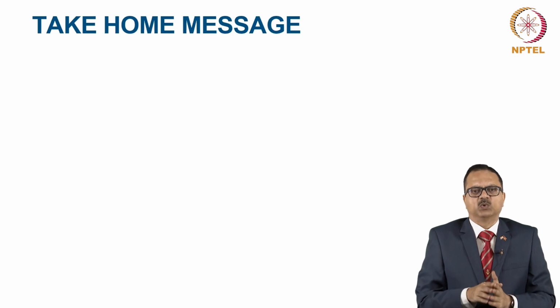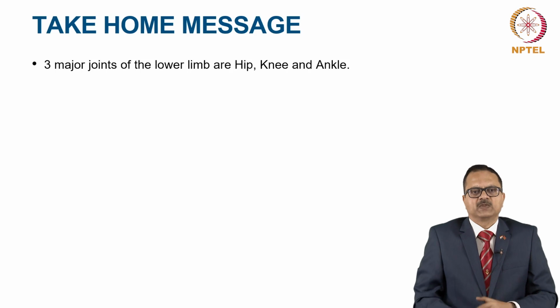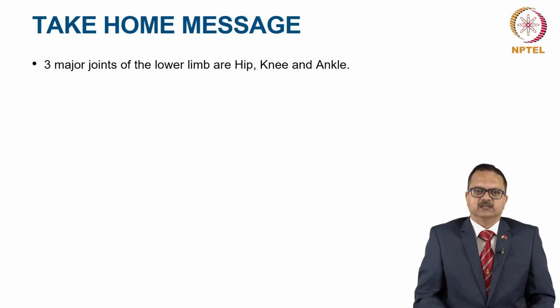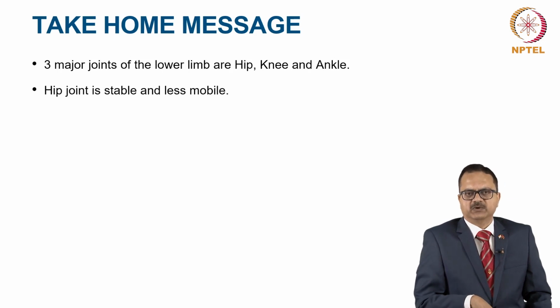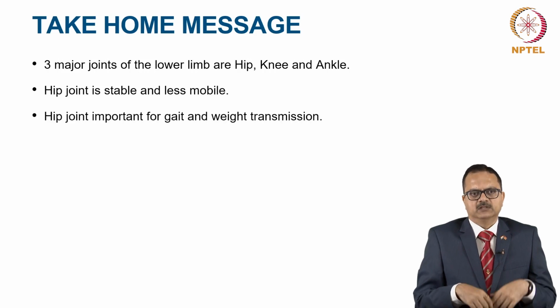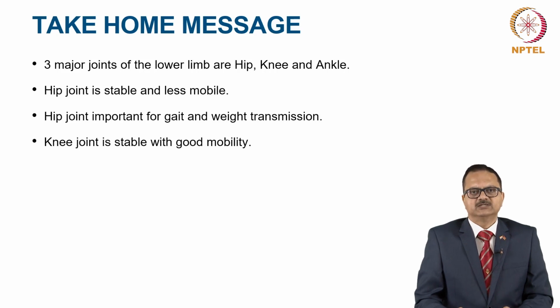So let's discuss what we have learned in this lecture so far. The three major joints of the lower limb are the hip, the knee, and the ankle. The hip joint is stable and less mobile. The hip joint is very important for gait and for weight transmission. The knee joint is stable with good mobility.